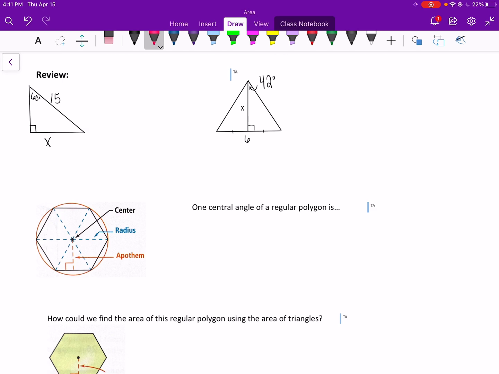So we could find x by using sine. So the sine of 60 degrees equals opposite over hypotenuse. And to solve for x, we would multiply by 15 on both sides. So x would be equal to 15 times the sine of 60. And this gives us approximately 13.